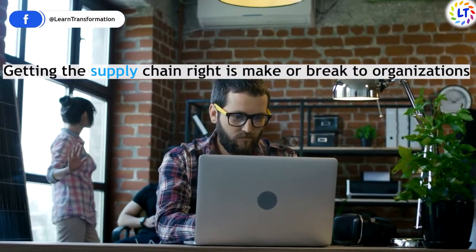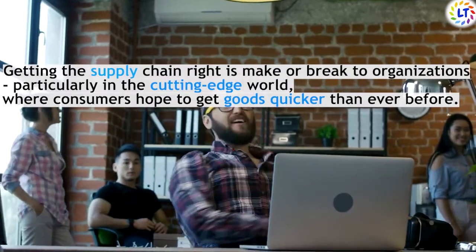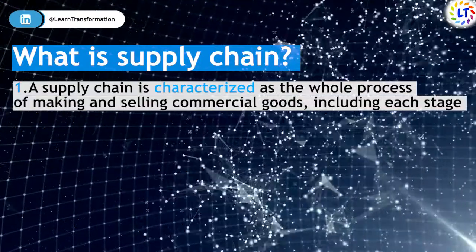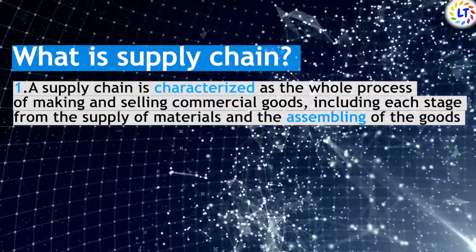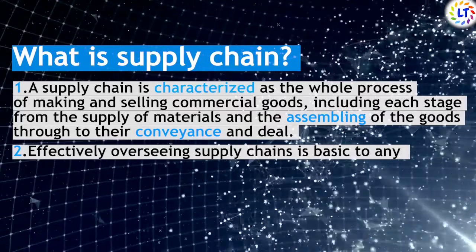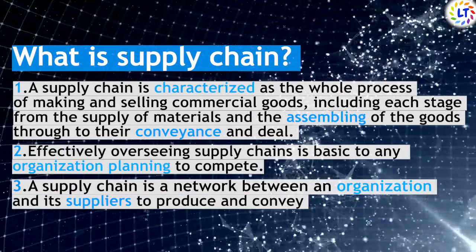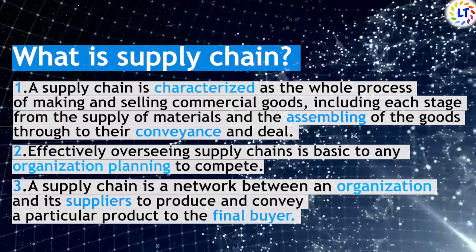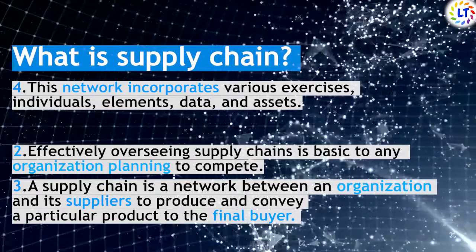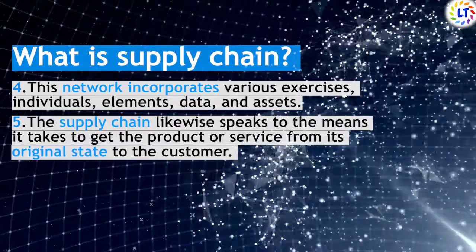Getting the supply chain right is make or break for organizations, particularly in the cutting-edge world where consumers hope to get goods quicker than ever before. Let's see what is supply chain. Supply chain is characterized as the whole process of making and selling commercial goods, including each stage from supply of materials and assembly of goods through to their conveyance and deal. Effectively overseeing supply chain is basic to any organization planning to compete. A supply chain is a network between an organization and its suppliers to produce and convey a particular product to the final buyer. This network incorporates various exercises, individuals, elements, data and assets. The supply chain likewise represents the steps it takes to get the product or service from its original state to the customer.